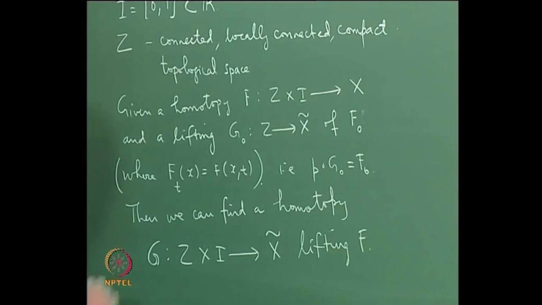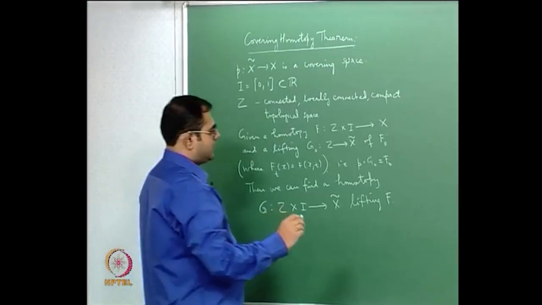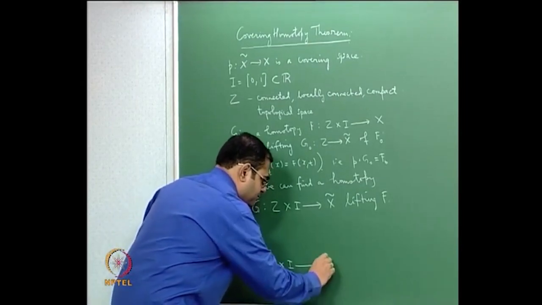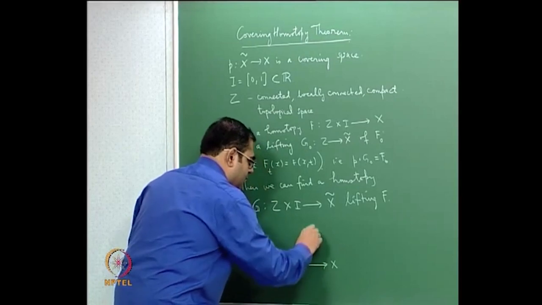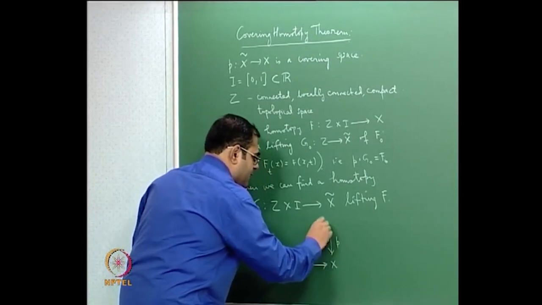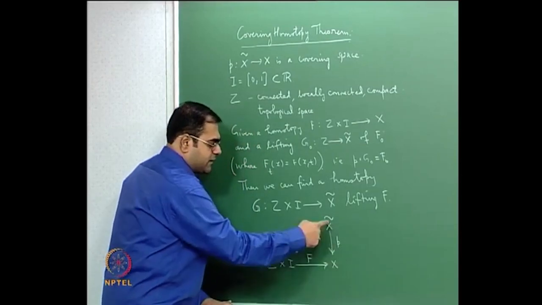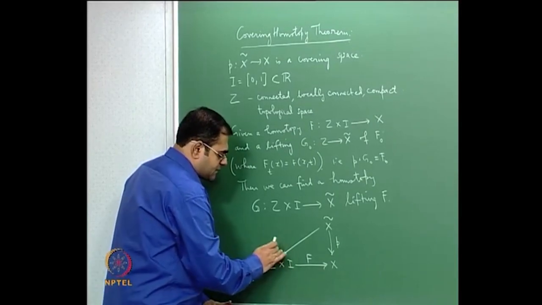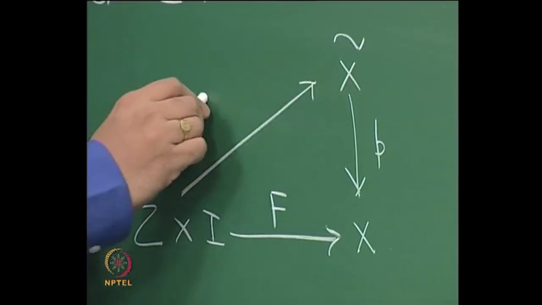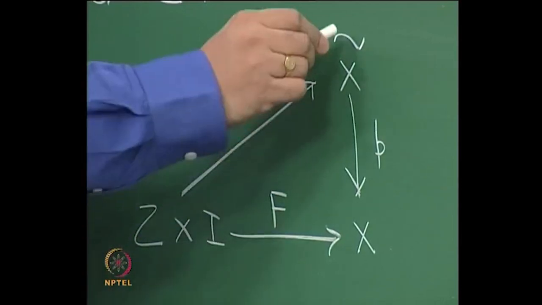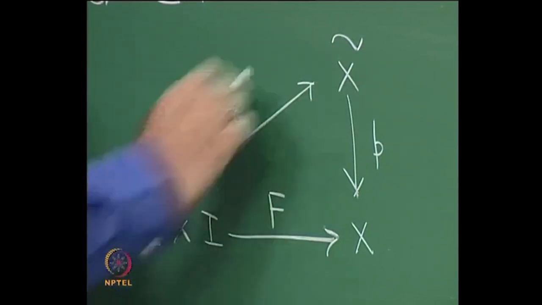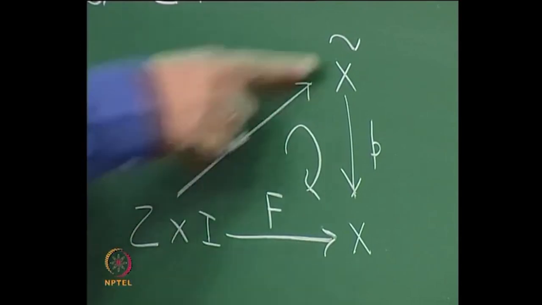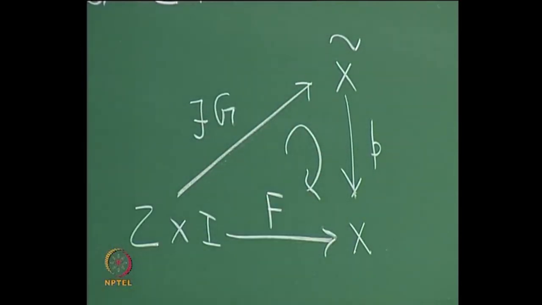Okay. So if I want to put all of this in a single diagram, one can write Z cross I. So we have this is X, this is F, and then this is the covering map. This is the covering space. This is the base space which is being covered by this top space, and the covering homotopy theorem says that there exists a G which is a homotopy into X tilde such that G followed by p is just F. So I put this circular arrow to tell you that this map followed by this map is equal to this map, okay.